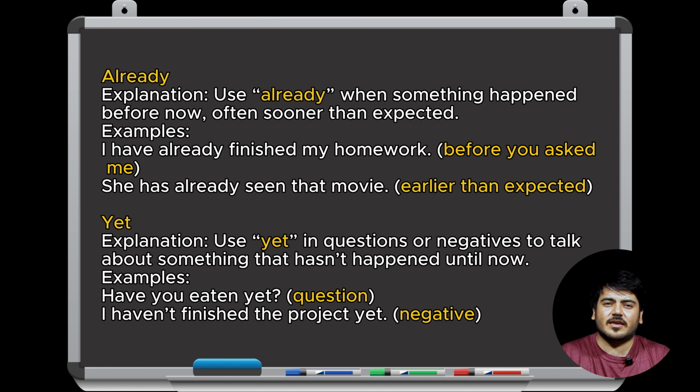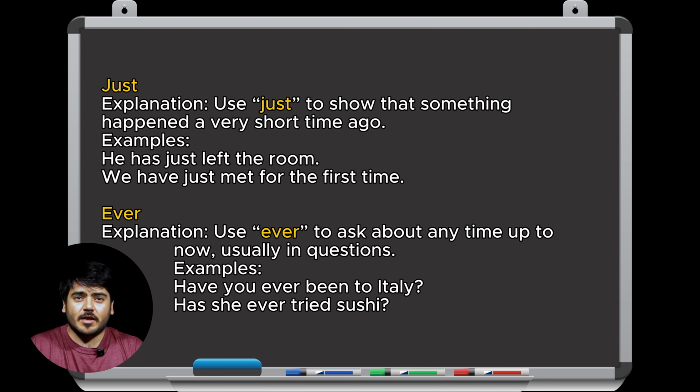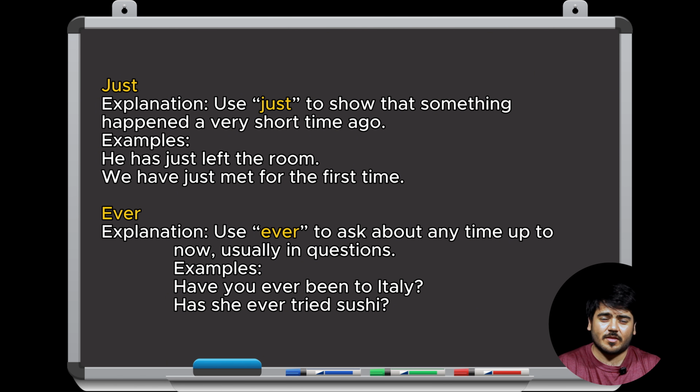We use yet in questions or negatives to talk about something that hasn't happened until now. Examples: have you eaten yet? It's a question. I haven't finished the project yet, the negative form. Number 3, just. We use just to show that something happened a very short time ago. Examples: he has just left the room. We have just met for the first time.